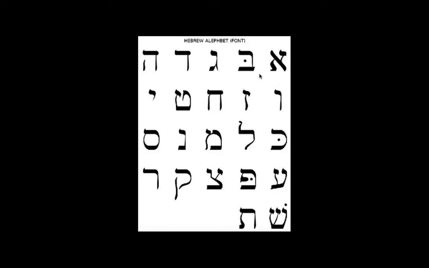All right, let's go back and review. Aleph, Bet, Gimel, Dalet, Hey, Vav, Zayin, Chet, Tet, Yud, Kaf, Lamed, Mem, Nun, Samech, Ayin, Pei, Sadi, Kuf, Resh.